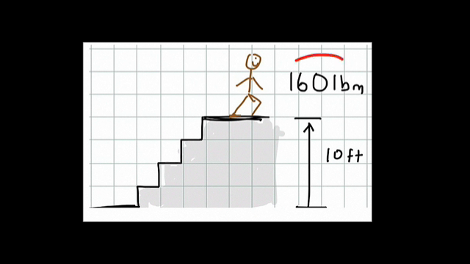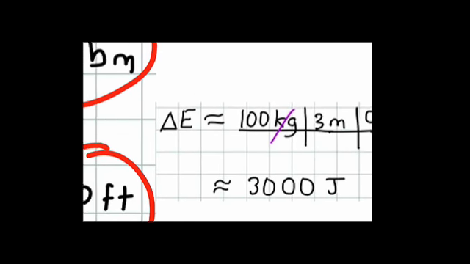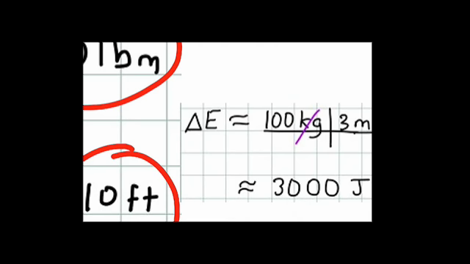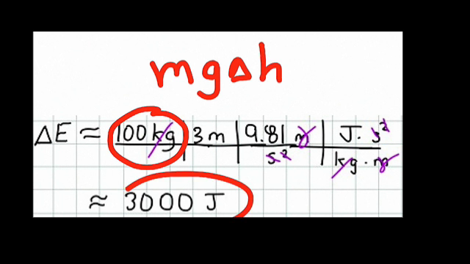If a person that has a mass of 160 pounds walks upstairs and changes elevation 10 feet, the change in energy can be estimated like this. So 160 pounds is about 70 kilos. So I just rounded that up, and I'm just using mg change in h for the change in potential energy, carrying units and cancelling units. And that's about 3,000 joules of energy.